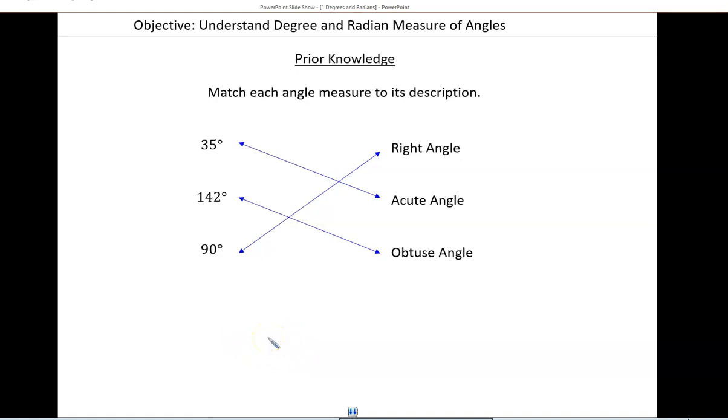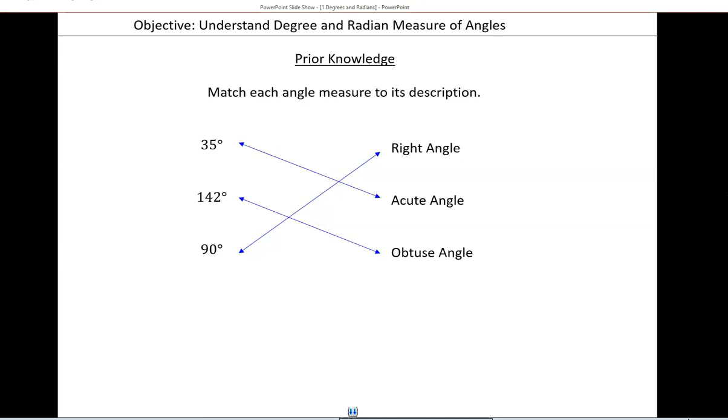Hello. In this lesson, we are going to be looking at how to look at angles beyond our acute, right, and obtuse angles and be able to graph them. We're also going to look at introducing another type of angle measure called radians, which we'll learn how to take degree measures, turn it into radians, and how to take radian measure and turn it into degrees.